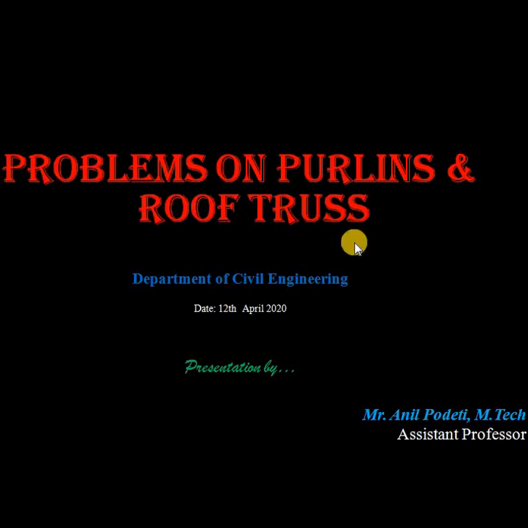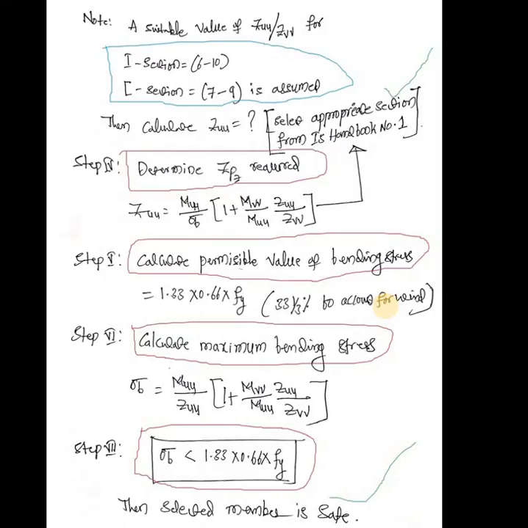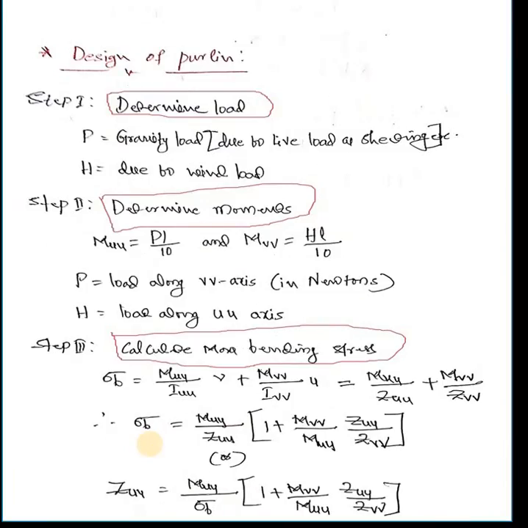Now coming to problems. In the previous lecture I explained the design procedure. Now once again I will give a brief on the design of purlins. You should remember these 8 steps. These 8 steps are enough for the design of purlins. Coming to design of purlins, I will discuss only the highlighted things because the remaining things I already explained in the previous lecture.